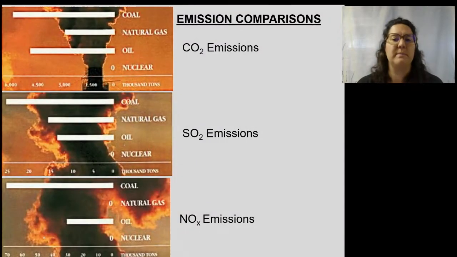When we look at different emission comparisons, carbon dioxide production from coal, natural gas, and oil is highest for coal. Sulfur dioxide emissions are highest from coal, as well as nitrous oxide emissions are highest from coal. Nitrous oxide emissions are 0 with natural gas, which is why we can often consider natural gas to be a clean heat source.